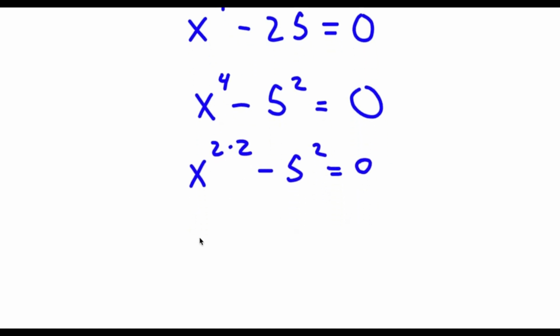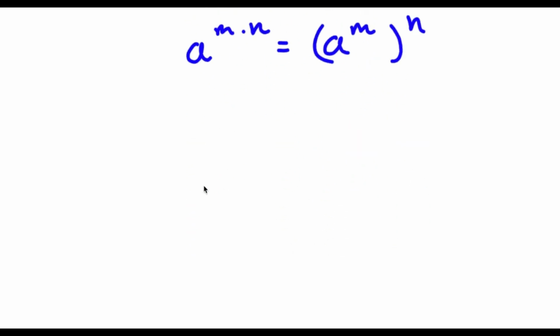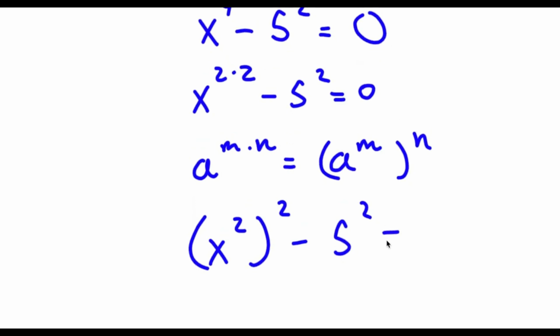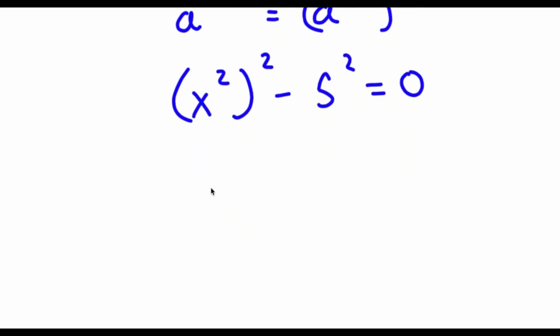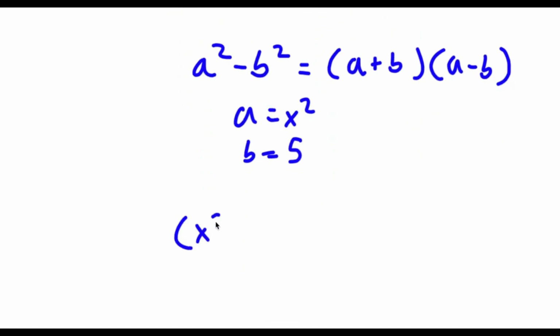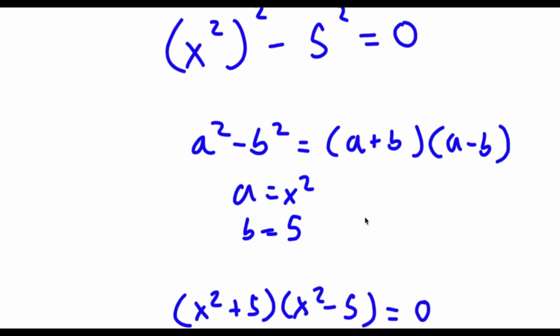And if I have something in the form a to the power of m times n, this is the same thing as a to the power of m to the power of n. So x to the power of 2 times 2 is going to be equal to x to the power of 2 to the power of 2. So I have this minus 5 squared is equal to 0. Now, if I have something in the form a squared minus b squared, this is equal to a plus b times a minus b. So in this case, a is equal to x squared and b is equal to 5. So I have x squared plus 5 times x squared minus 5 is equal to 0.